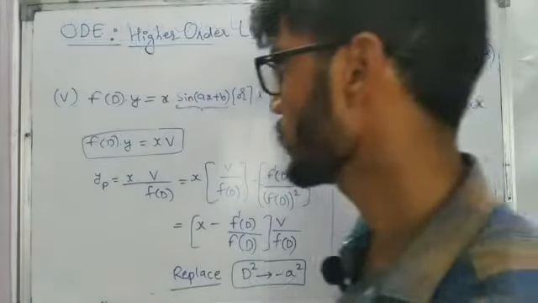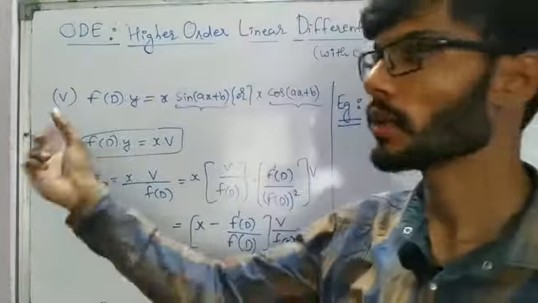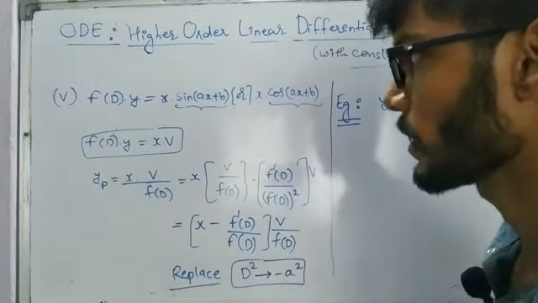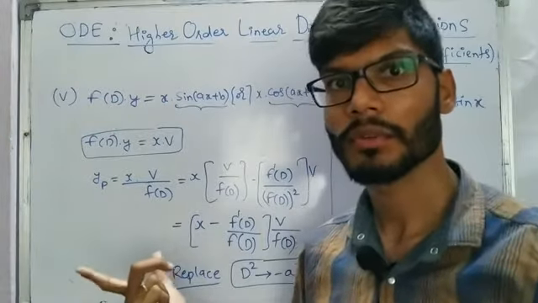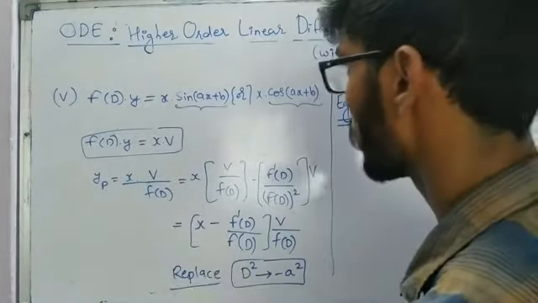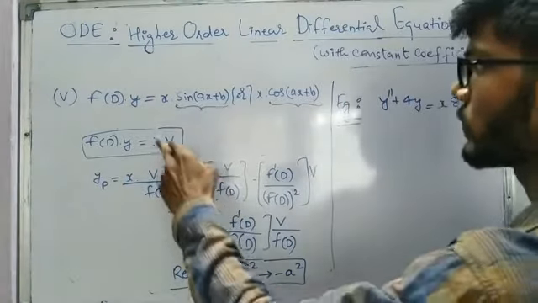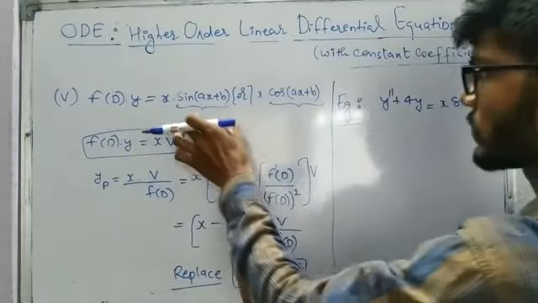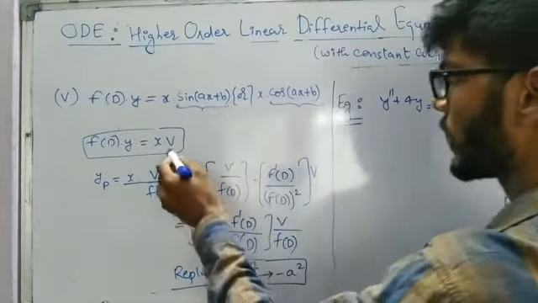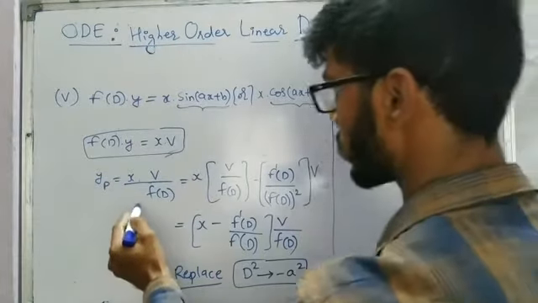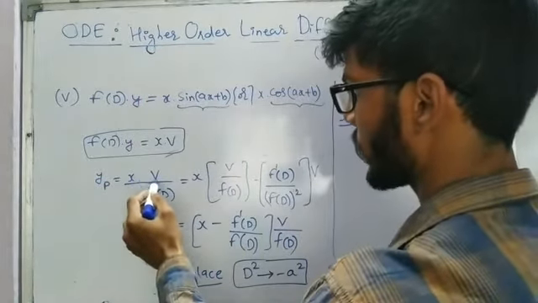And the final case, the fifth one, is going to be the combination of case number 2 and case number 3, because case number 4 was the combination of 1 and 2 or 1 and 3. So this is going to be the combination of 2 and 3. So we have something like x into sin x plus b or x into cos x plus b. This sin x plus b or cos x plus b I am naming as v. So how are we going to write the particular integral? Yp is equal to x into v divided by f of d.